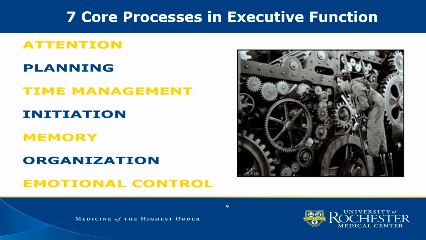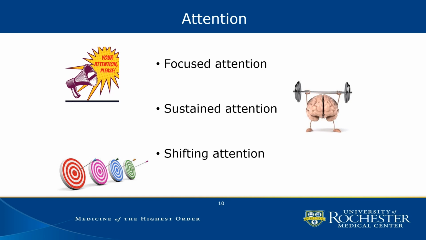Since attention is essential for all information processing, let's take a look at some of the types of attention. On your slide, you see focused, sustained, and shifting attention. All three are required in the executive function. Focused attention is the ability to respond to external stimuli, something like noise, but not lose focus on the task at hand.